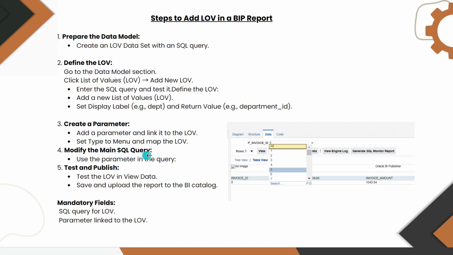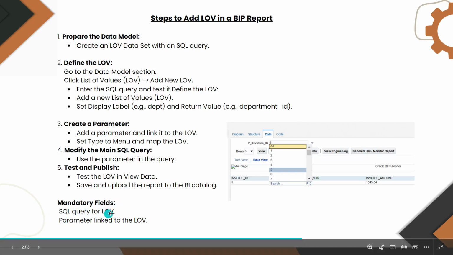Modify the main SQL query and use the parameter in the SQL query. Then test and publish. Test the LOV in view data, and then save and upload the report to the BI catalog. Only then are we able to see the LOVs.